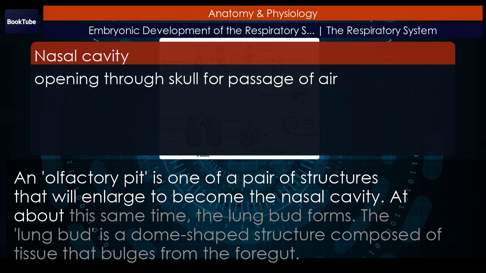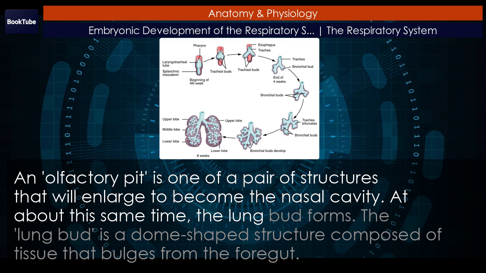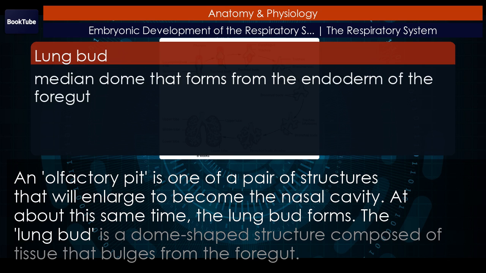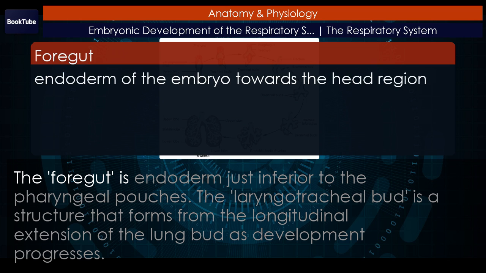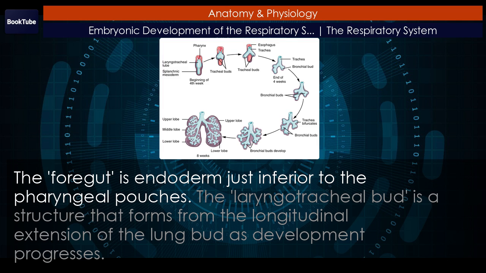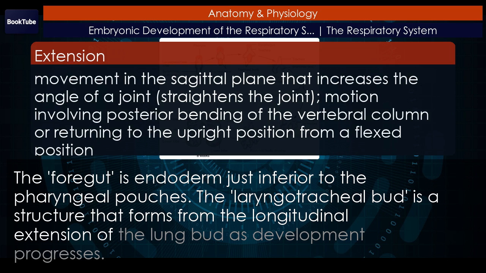At about this same time, the lung bud forms. The lung bud is a dome-shaped structure composed of tissue that bulges from the foregut. The foregut is endoderm just inferior to the pharyngeal pouches. The laryngotracheal bud is a structure that forms from the longitudinal extension of the lung bud.